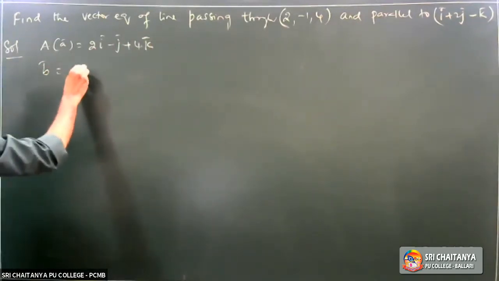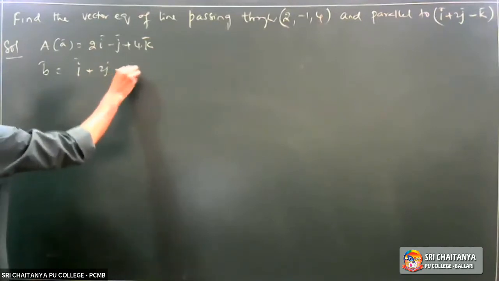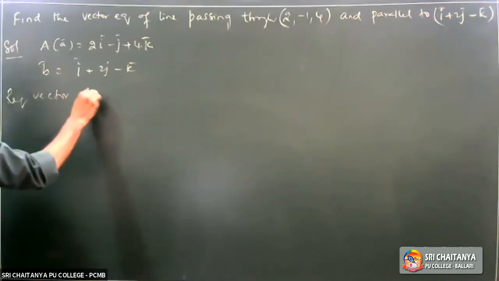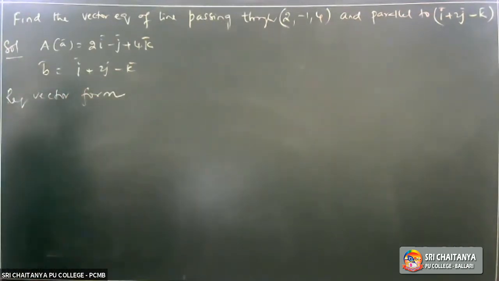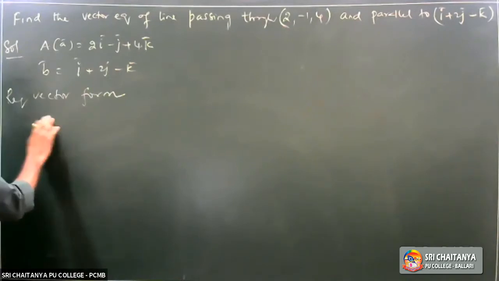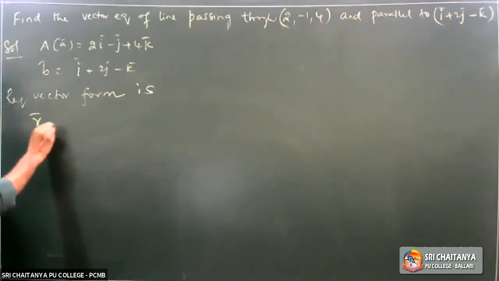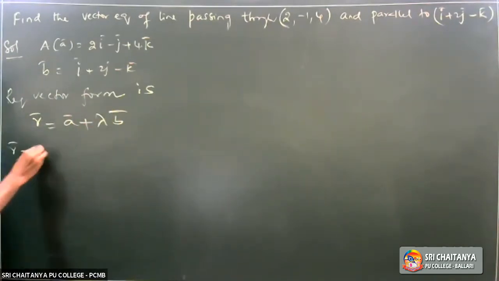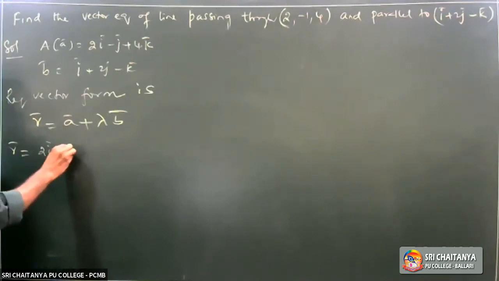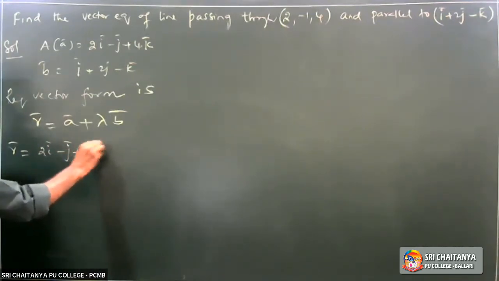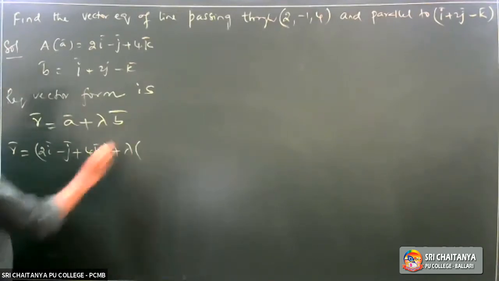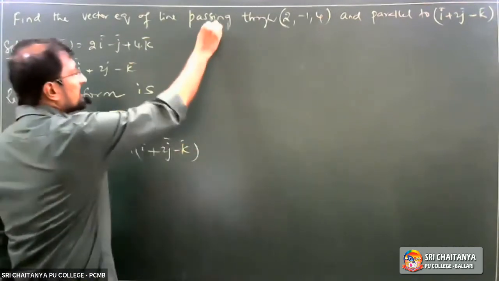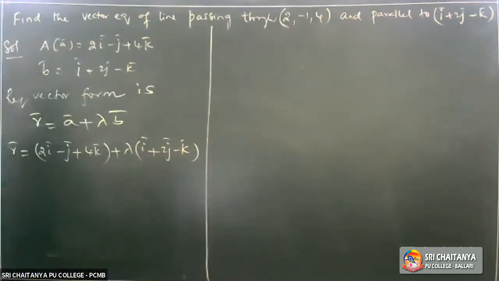Let B bar is equal to i plus 2j minus k. The required vector form is R bar is equal to A bar plus lambda B bar. R bar is equal to 2i bar minus j bar plus 4k bar plus lambda into i plus 2j minus k, right? This is up to only vector form.